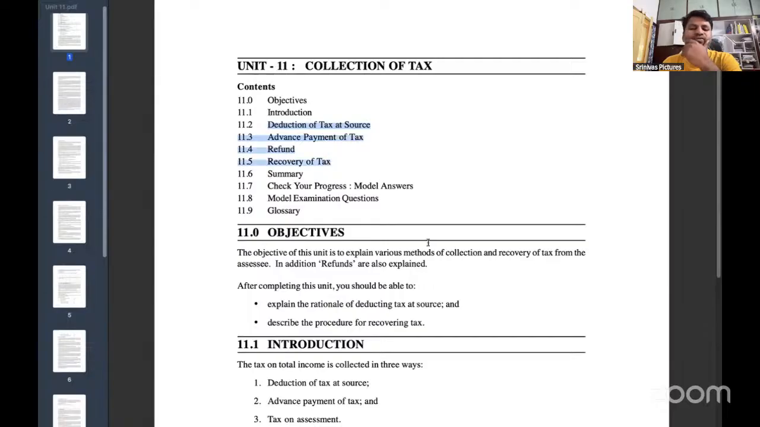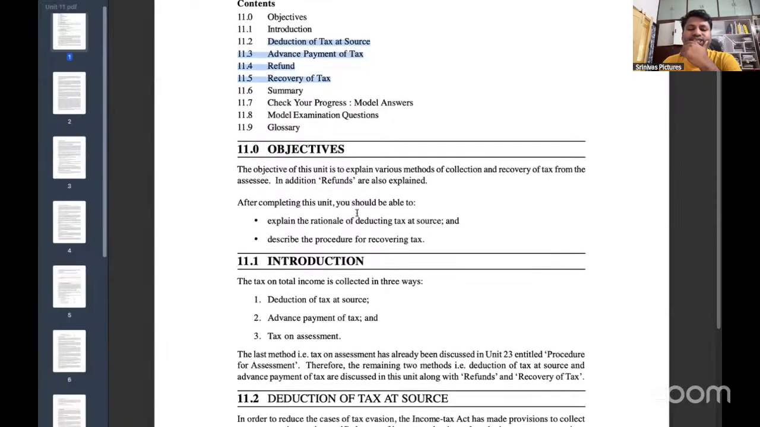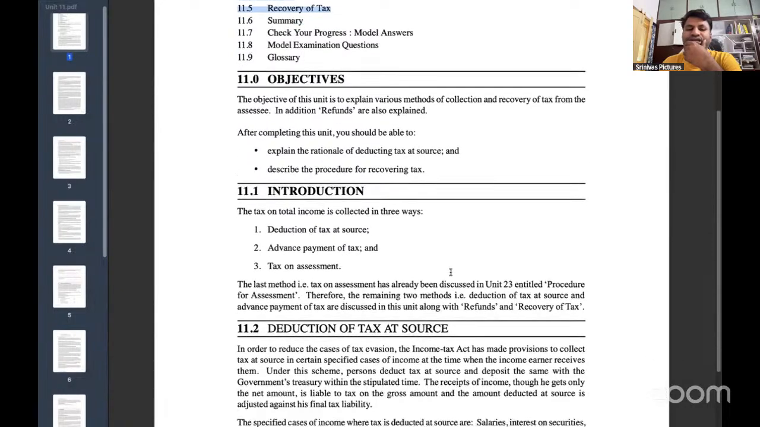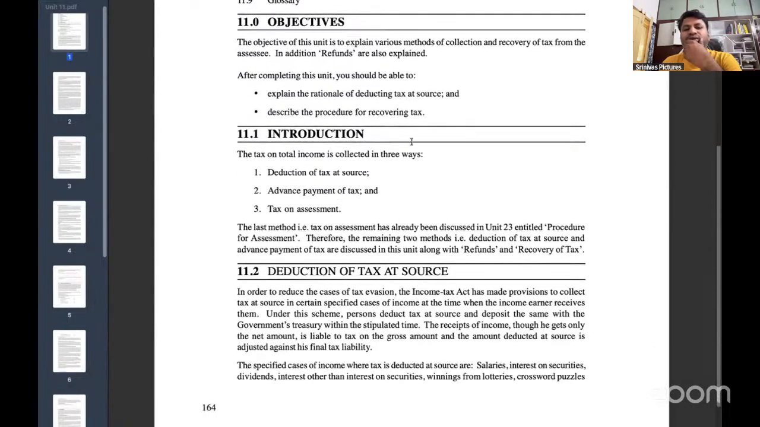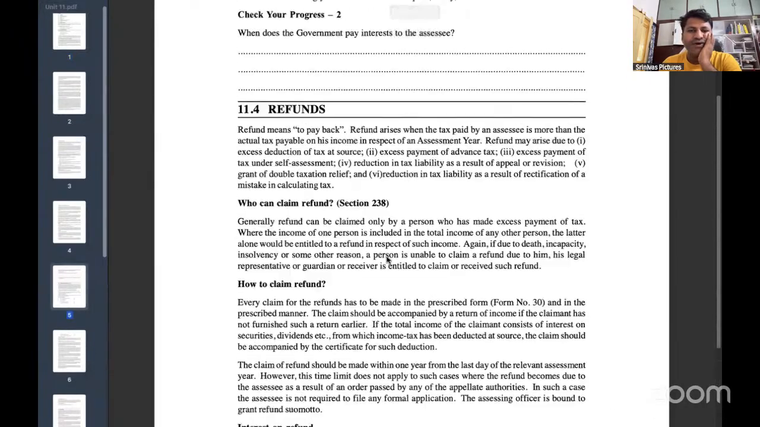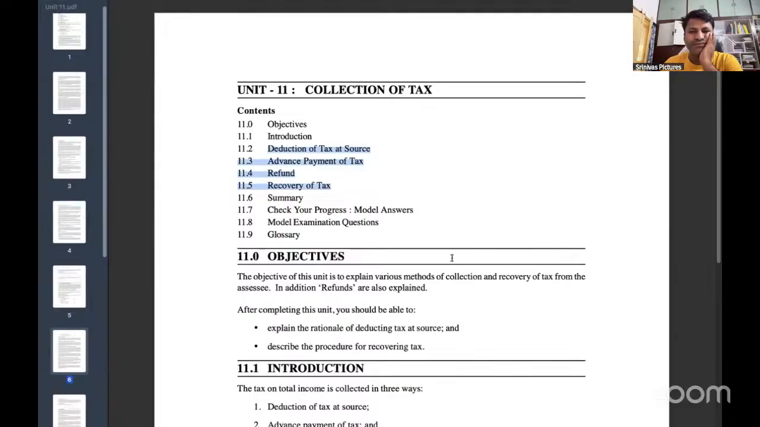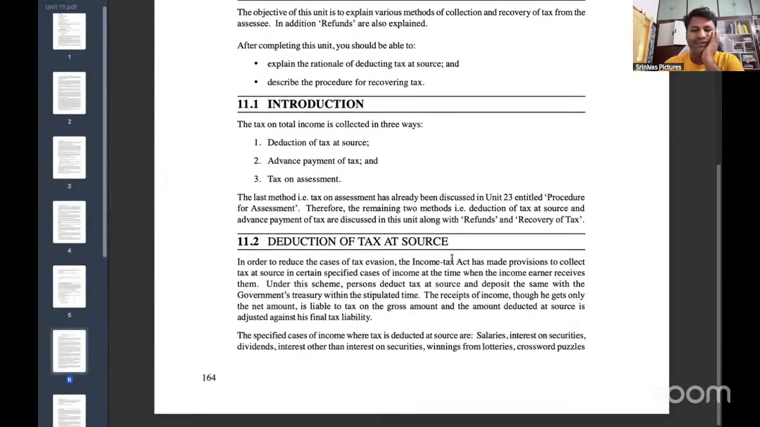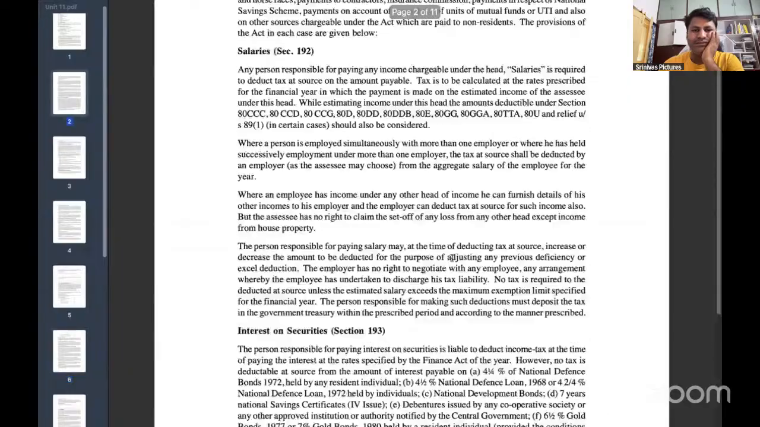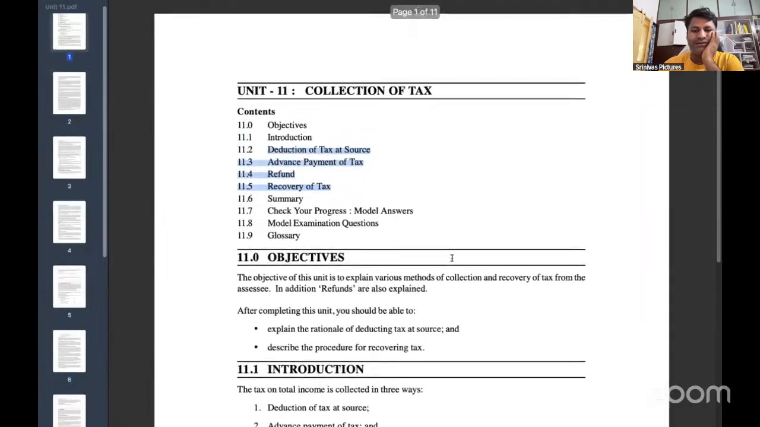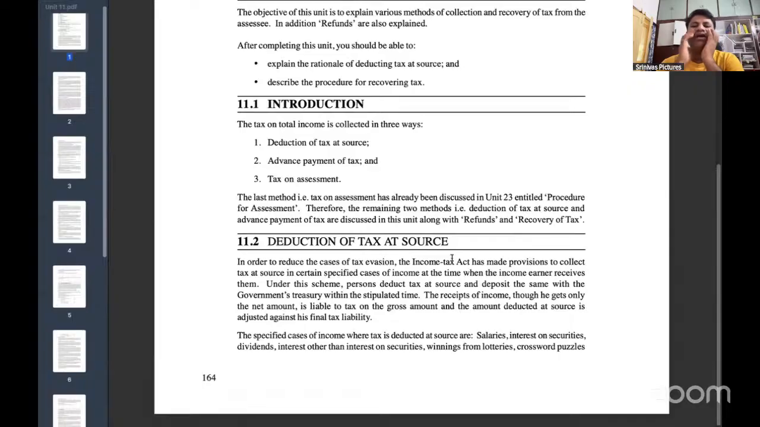The main objective of this chapter is to explain the rationale of deduction at source and describe the procedure of recovering tax. In this chapter we are going to talk about the deduction of tax at source, advance payment of tax, and tax assessment. One by one we are going to discuss. What is the meaning of deduction of tax at source?